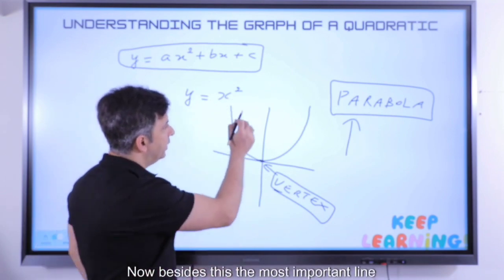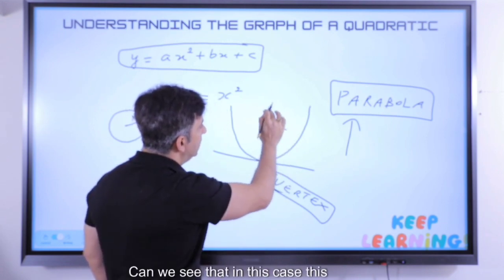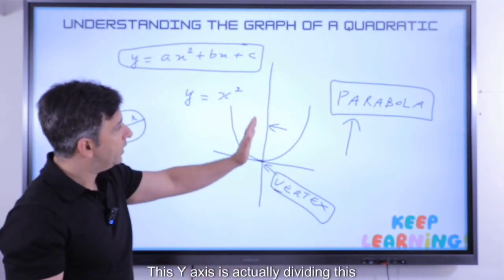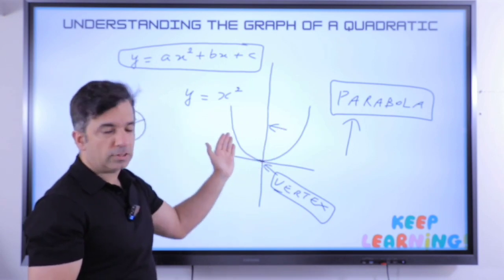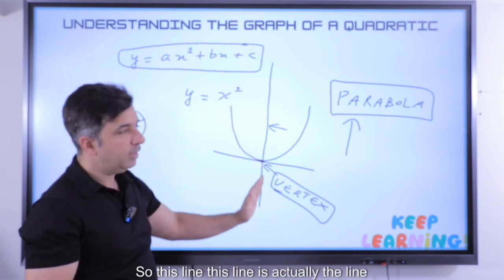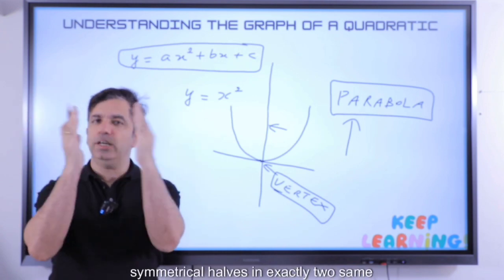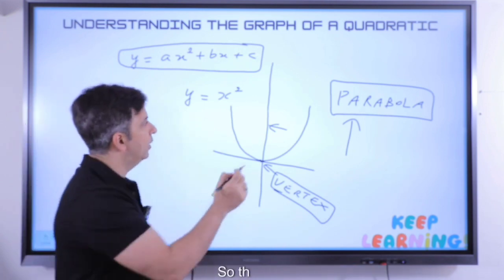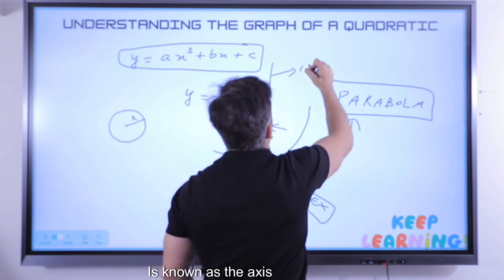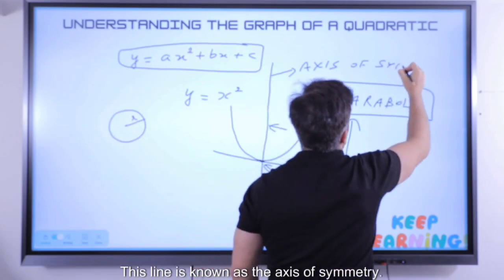Now besides this, the most important line which we have to keep in our mind is this line. Can we see that in this case, this y-axis is dividing this parabola in two equal halves? We can see that this part is exactly the mirror image of this part. So this line divides the parabola in two symmetrical halves, and it is known as the axis of symmetry.